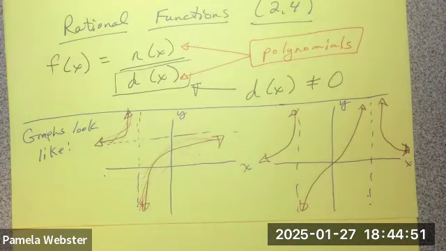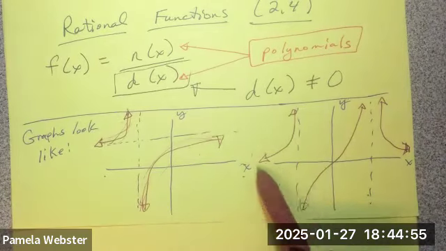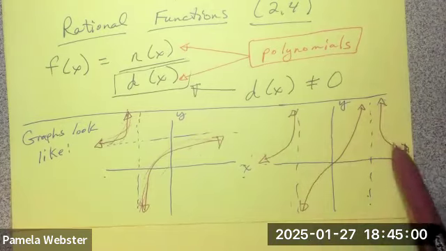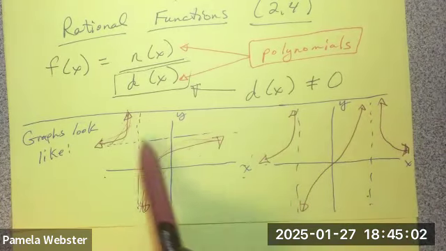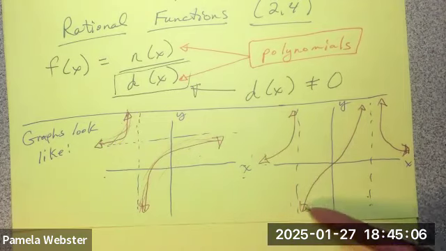And different things can happen. The pieces can both be on top. The pieces can both be on bottom. They can be opposite: one can be on top and one can be on the bottom.